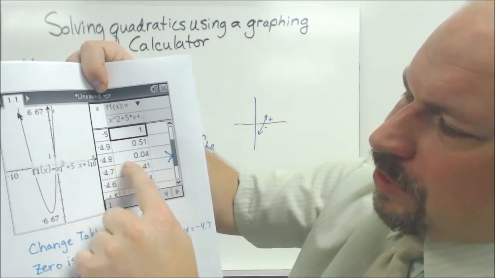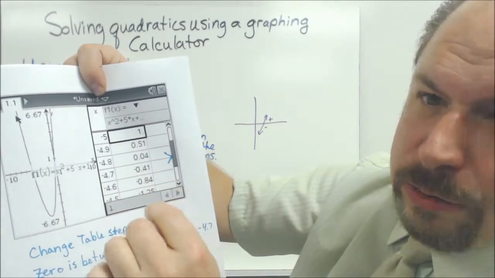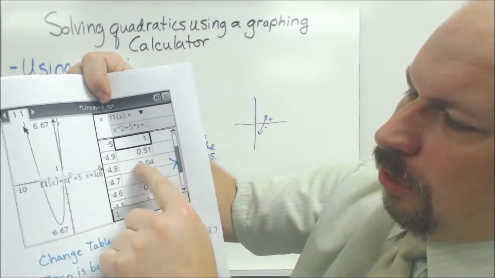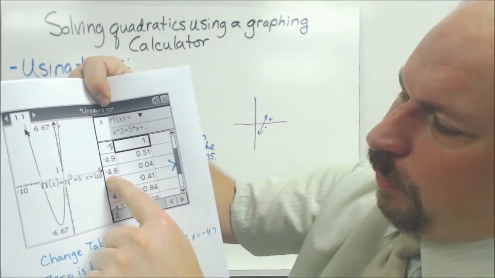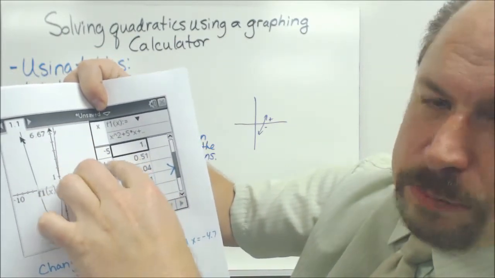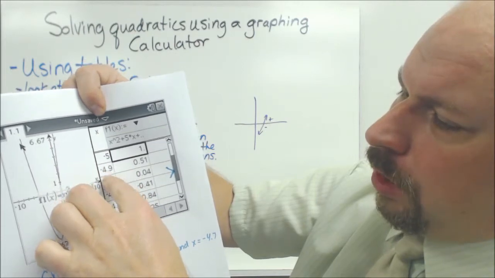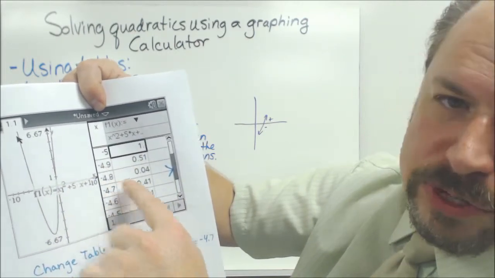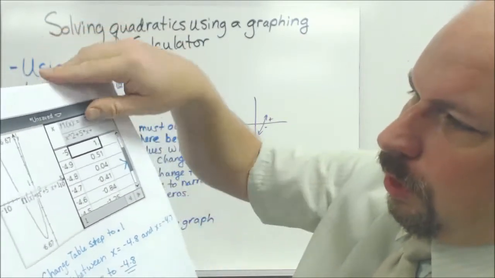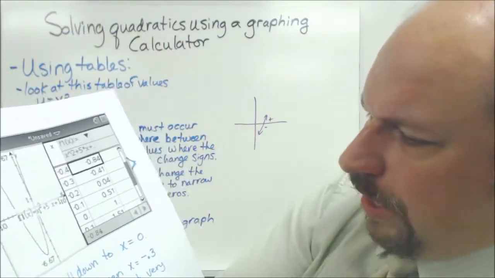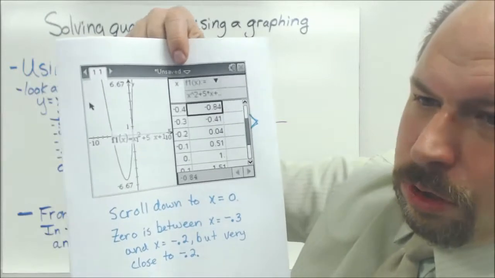If I were to make a guess, or if we were to round to the tenths, this would be our answer, x equals -4.8. Okay, but if we had to round more, we could change this table step even more to maybe 0.001, and that might help us narrow in even closer. Okay, so we want to do that same thing for our other 0.